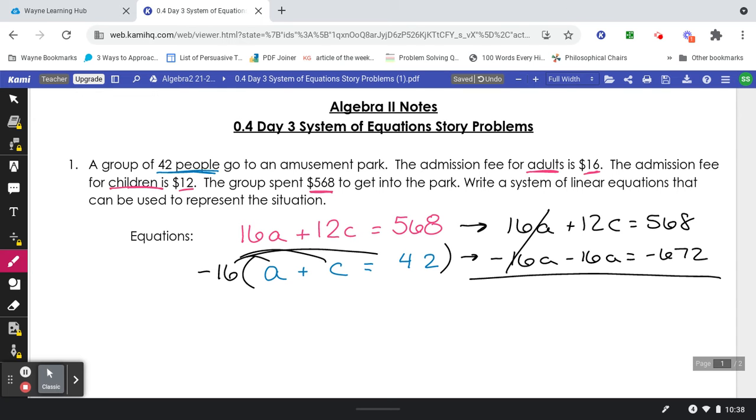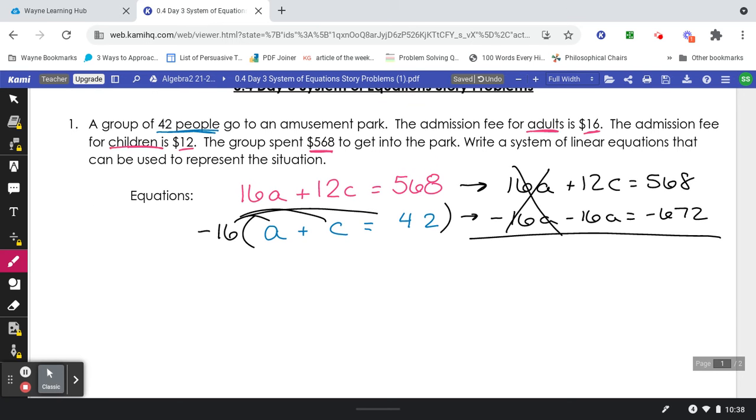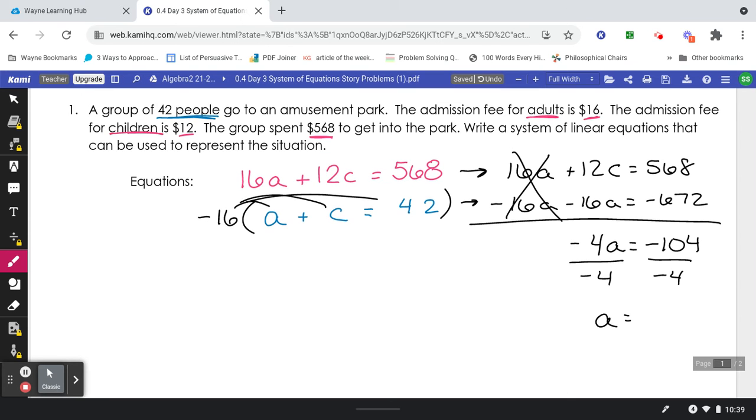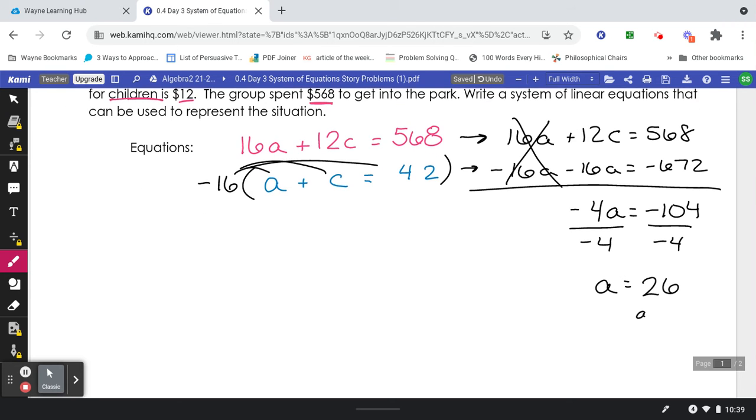And then I'm going to eliminate the A's. Positive 16 and negative 16 cancel. Combine what's left. And divide to solve for the amount of adults. 26, and again, that represents the amount of adults that went.